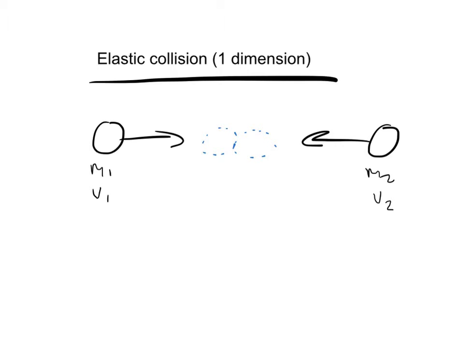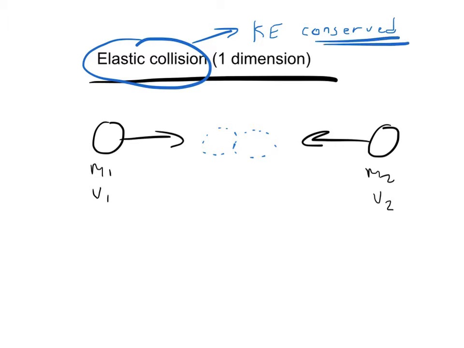And because it's elastic, the kinetic energy is conserved. So here we actually get two important conservation equations. The first one is that the initial amount of momentum must equal the final momentum, and the initial amount of kinetic energy must equal the final amount of kinetic energy.